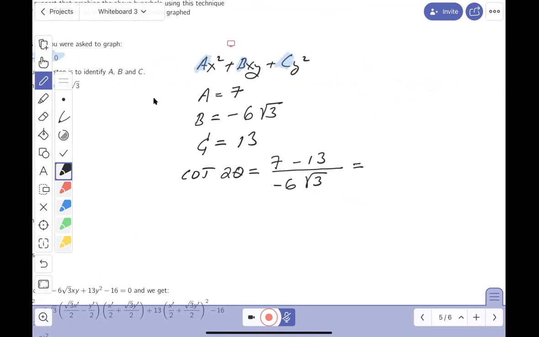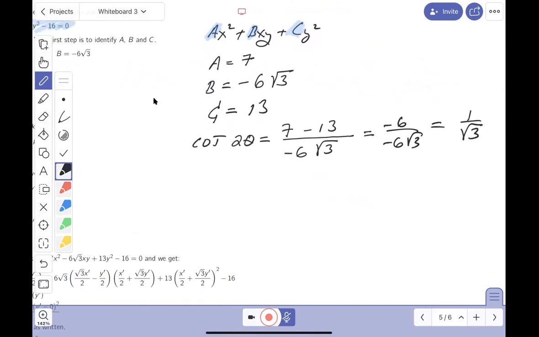And again, I have to solve for the acute angle theta now. I've got to get there. What's 7 minus 13? Let's see, that's minus 6, isn't it? And what does this give me? 1 over root 3. That wasn't so bad, right? So the cotangent of 2 theta is 1 over root 3. By the way, I'm going to write this a little differently. I'm going to say the tangent of 2 theta is root 3.